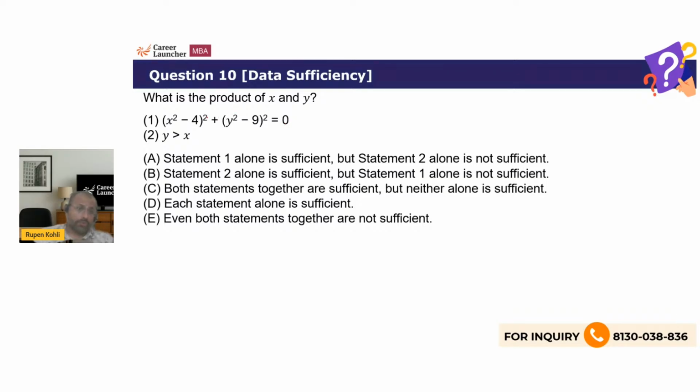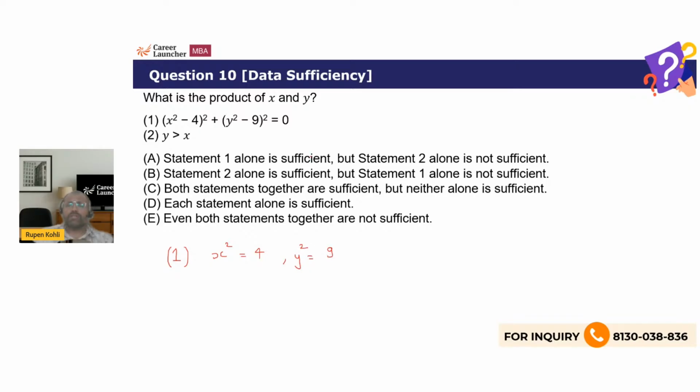The sum of two perfect squares is 0. So from statement 1, what do we conclude? We know that no perfect square can ever be negative. So each of them is greater than or equal to 0. So if their sum is 0, each of them has to be 0. That is the obvious logic over here. So x square minus 4 is 0, which means x square is 4. And y square minus 9 is 0, which means y square is 9.